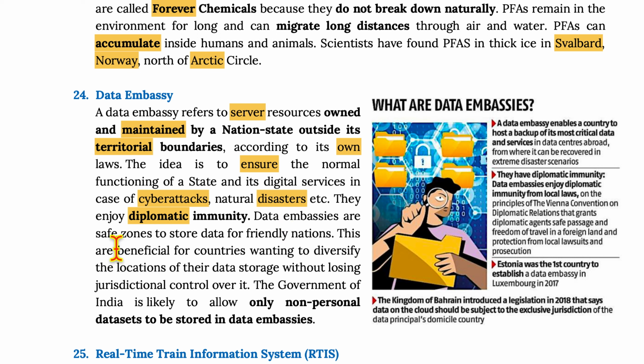Data embassies are safe zones to store data for friendly nations. These are beneficial for countries wanting to diversify the location of their data storage without losing jurisdiction control over it. The government of India is likely to allow only non-personal data sets to be stored in data embassies.